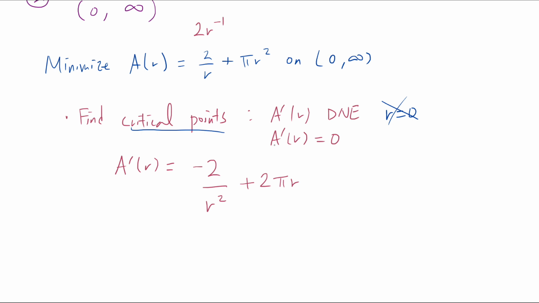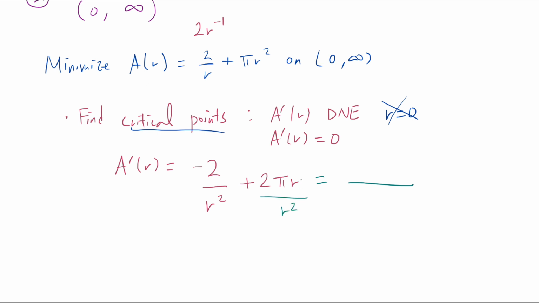What about when A prime of r is 0? Here what we really want to do is write this entire thing as something divided by something. Once we write it as just one fraction, we can easily see where it's 0 by looking at where the numerator is 0, because that's when the fraction is 0. And how can we combine these two things into one fraction? Well, you just have to make them have the same denominator. So here I can write 2 pi r as 2 pi r cubed over r squared.